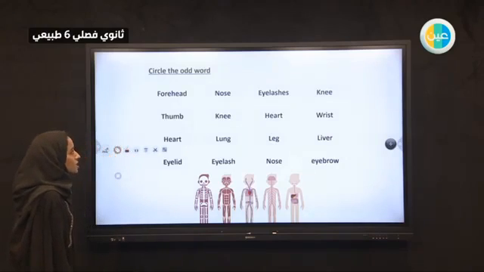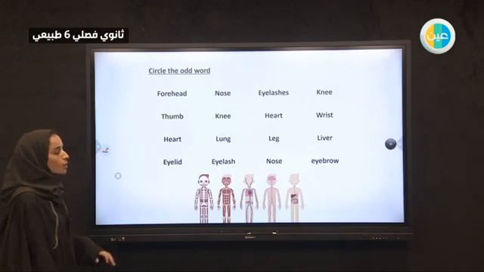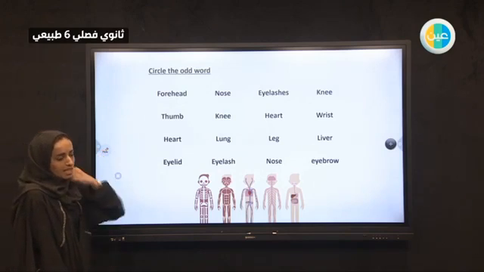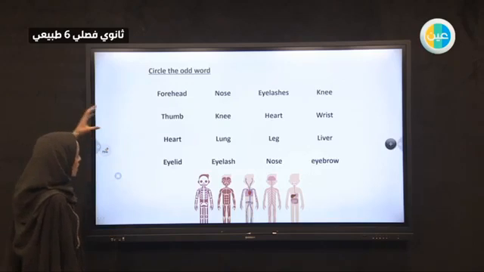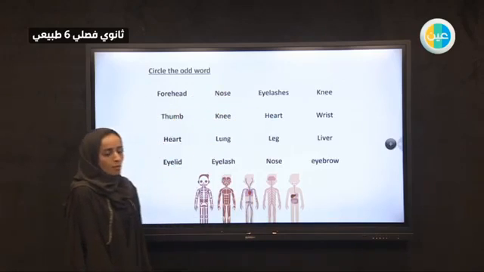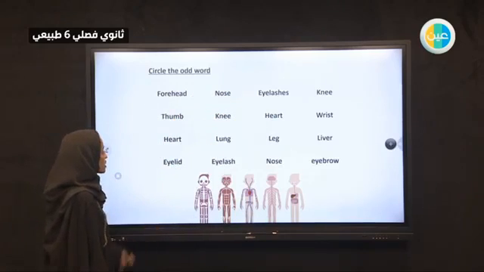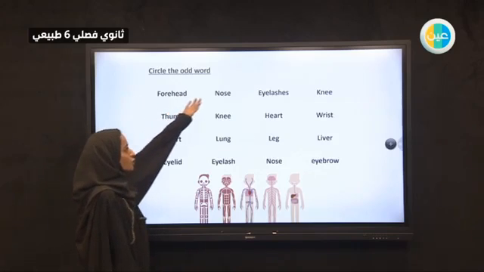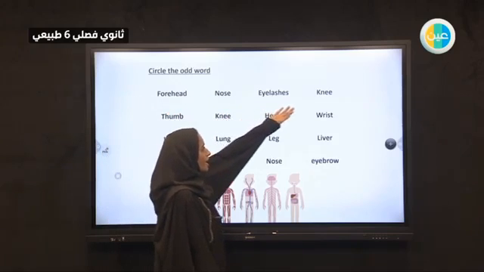Let's try to do this exercise. Circle the odd word. What do we mean by the odd word? The word that is different. A word that doesn't belong to the group. Each line here is one group, and one word is different. So let's start. Forehead, nose, eyelashes, and knee.